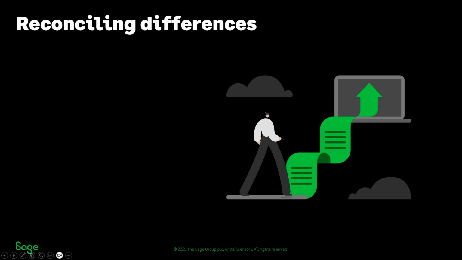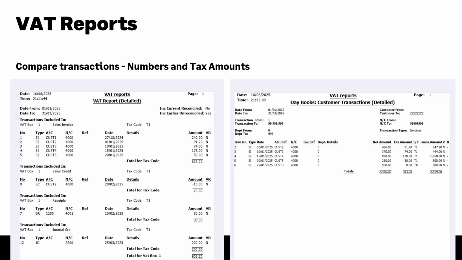But where do the problems lie? It's when you've got differences, when you get unexpected results. You've looked at the reports and, ooh, they're different. Why is that? So here we've got a couple of examples. We've got the VAT report detailed on the left, for the relevant VAT period, January to end of March. And we've also got a daybook customer transactions report, which is picking up invoices only.